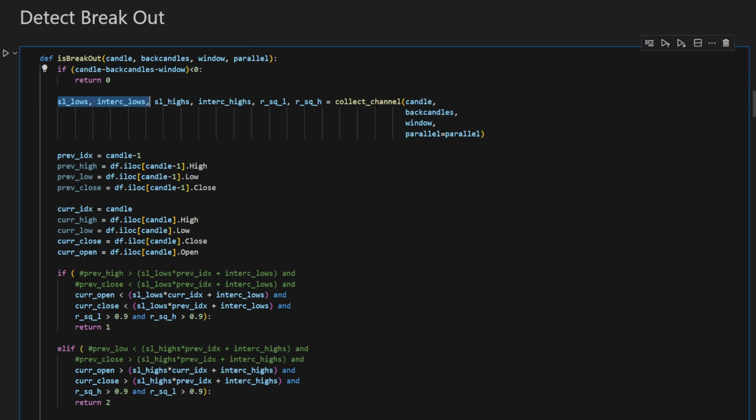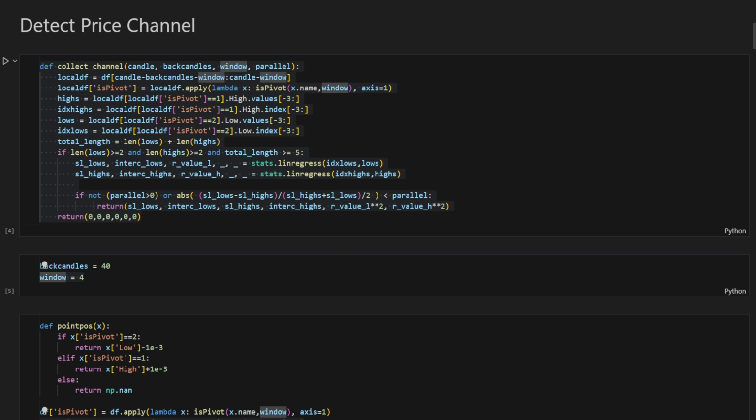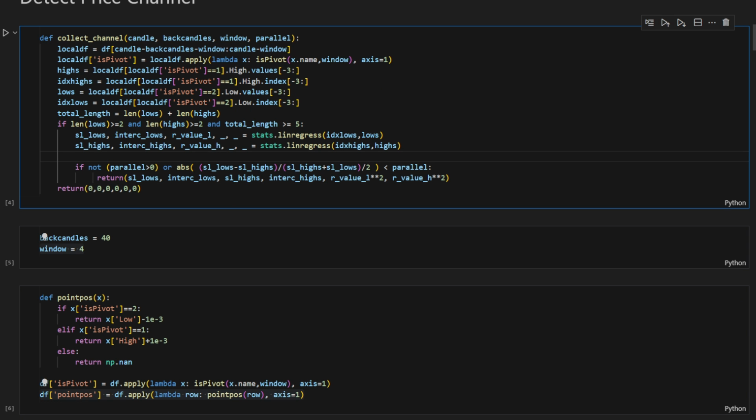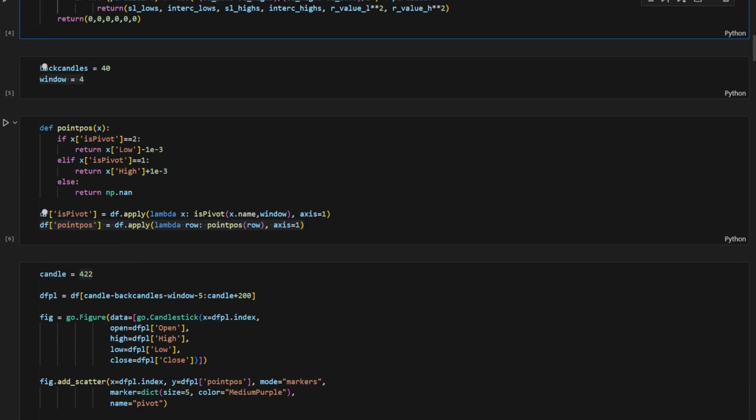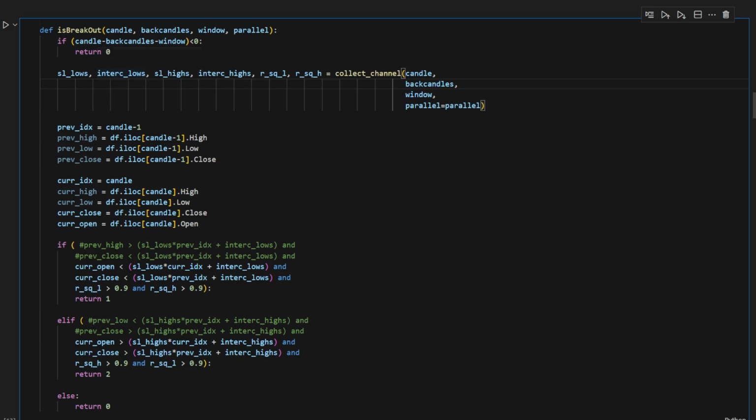Then we are defining these parameters here. So we're going to collect the channel, and the collect channel function that we have previously defined, this one, is not only returning a signal, it's going to return a lot of parameters. It's going to return the slope of the lows, the slope of the highs, and many different parameters. And these are saved here in these variables. So we have the slope of the lows, the intercept of the lows, the slope of the highs, the intercept of the highs, and the r squared of the lows fitting, and the r squared of the highs as well. So we're going to need all of these parameters in our function.